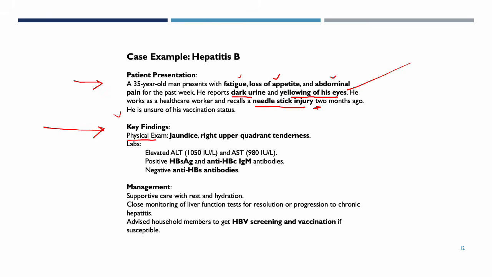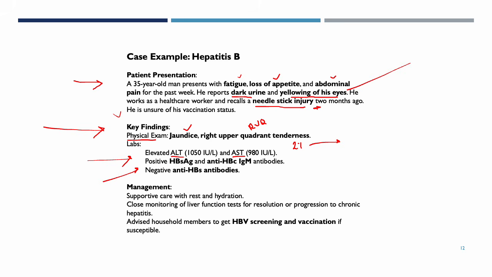In our physical exam, we see jaundice. Furthermore, another important symptom is right upper quadrant pain or tenderness. We do our labs, we see an elevated ALT and AST. So there is no 2-to-1 ratio, right? For example, which could indicate alcoholic hepatitis.